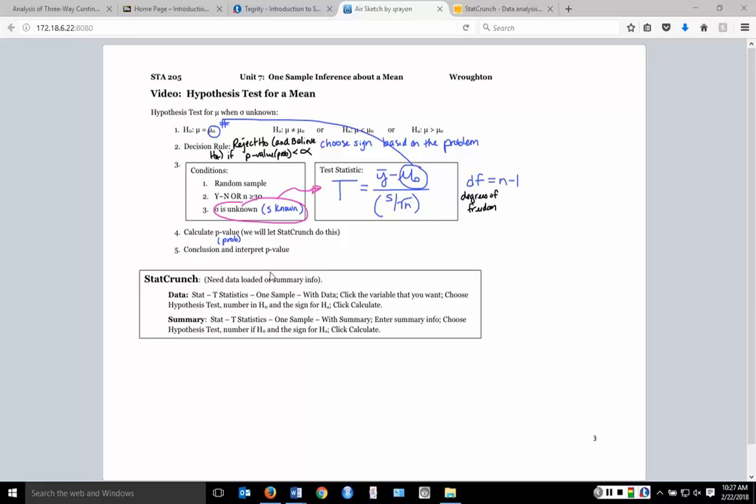The other little note you'll see here before we look at our problem is how to do this in StatCrunch. There are two different ways that we can do it. We can have the actual data set, versus the summary information, and we'll explain the difference as we go to StatCrunch with our first example. So those are our 5 steps, and the goal next is we will apply these ideas to a problem.